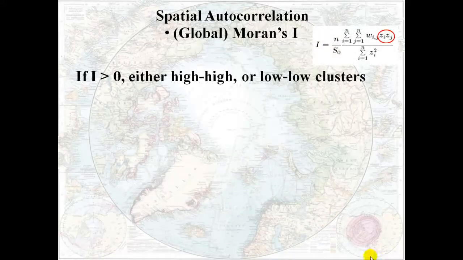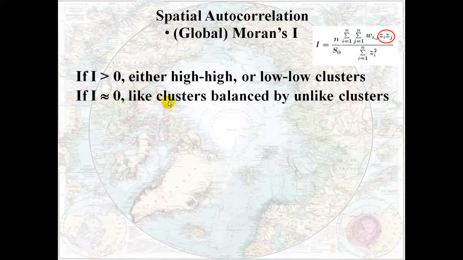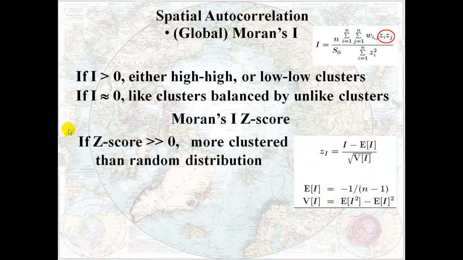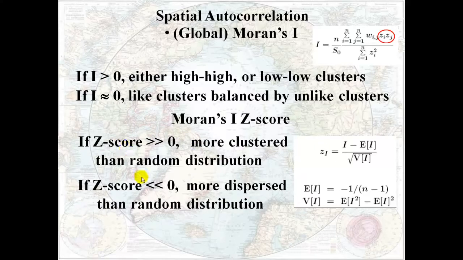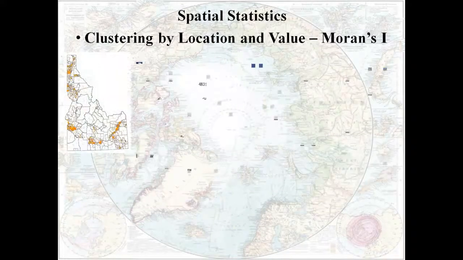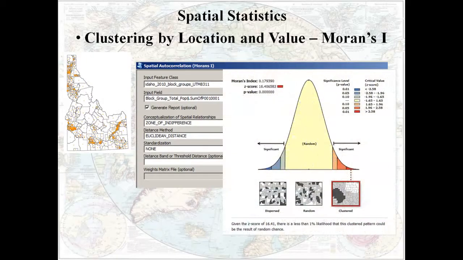So when we do this calculation, if I is greater than 0, we either got highs and highs or lows and lows. If I is equal to 0, we got balances. If the z-score is greater than 0, more clustered. If the z-score is less than 0, more dispersed. Close to 0, can't tell, could be random. Run it on Idaho. What's our answer? Z-score 16, we're out here, which is telling us clustered. It's not telling us whether it's highs clustered or lows clustered, it's just telling us that it's clustered.